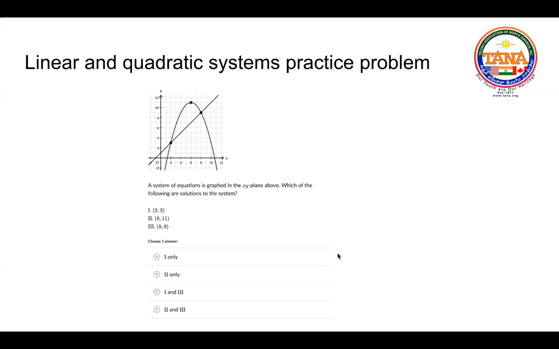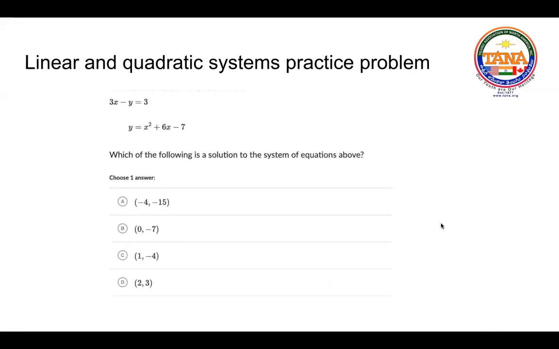All right. Here's another practice problem. I'll give you guys a minute to do this one as well. All right, give you guys another 30 seconds.